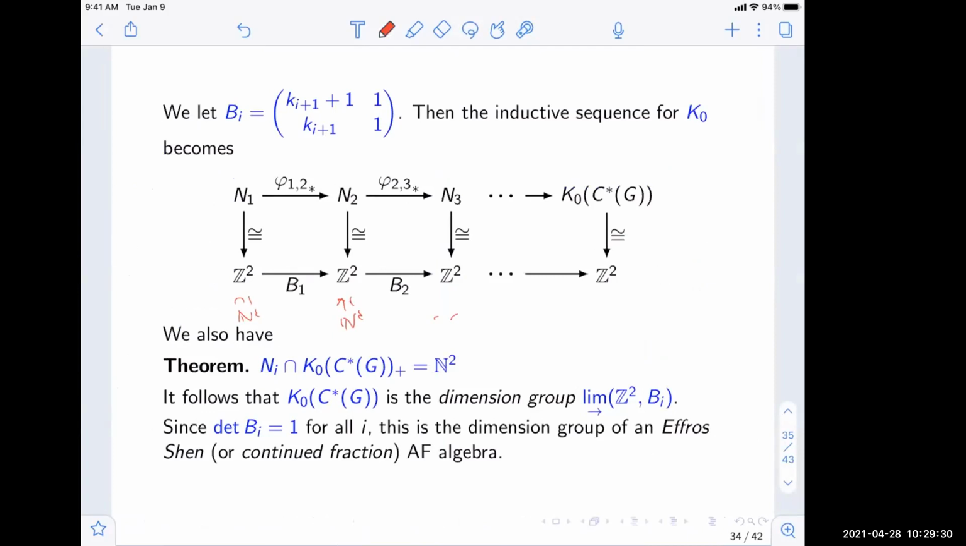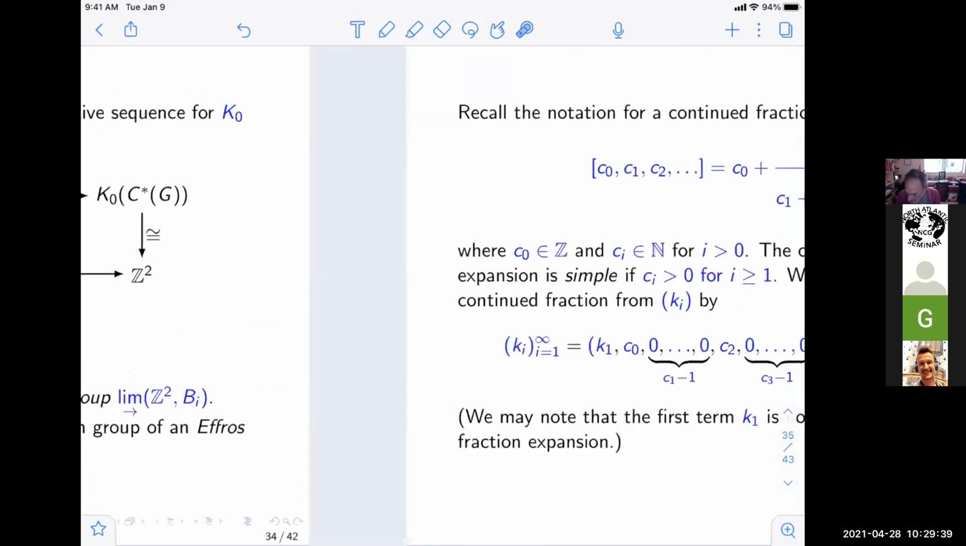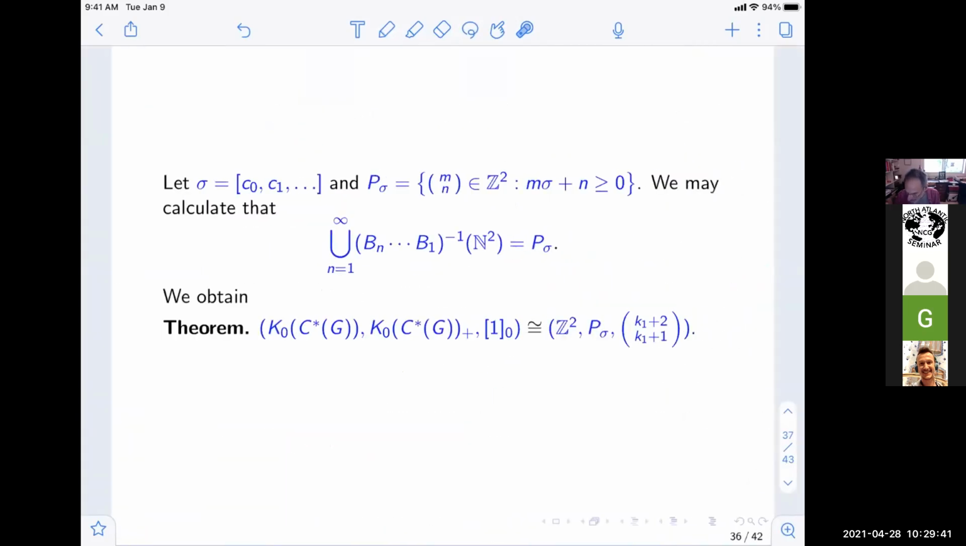So we essentially pull everything back to the initial R squared containing Z squared in order to see what happens. So that's this construction. And it turns out that when you pull everything back, you get exactly P sigma. So the ordered K theory, together with position of the unit for our C star algebra, is isomorphic to this one. And here you see K1 shows up in the position of the unit in this strange way.